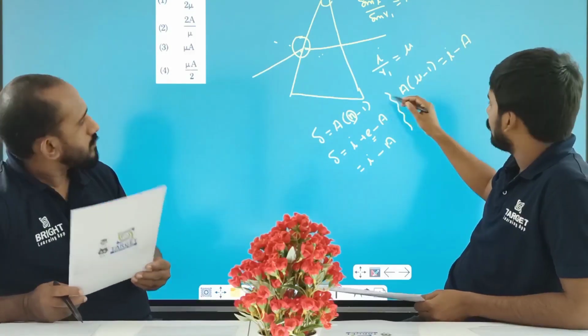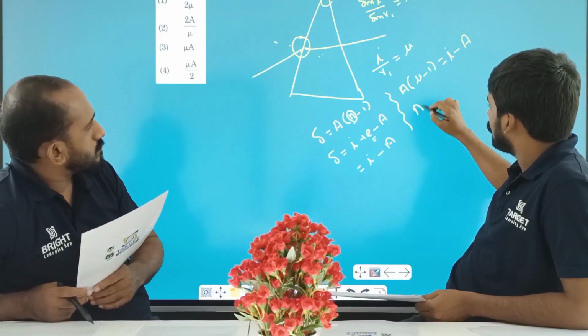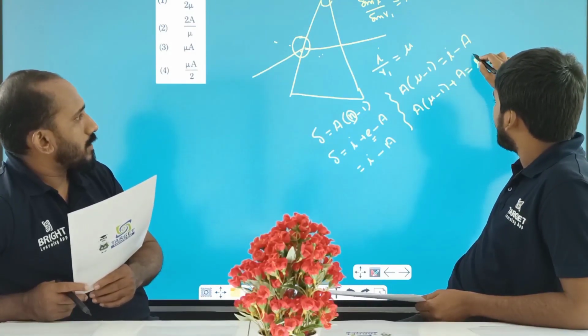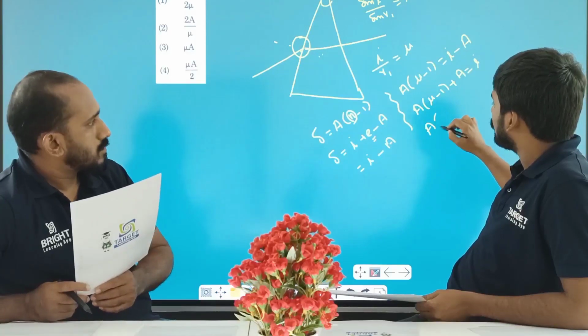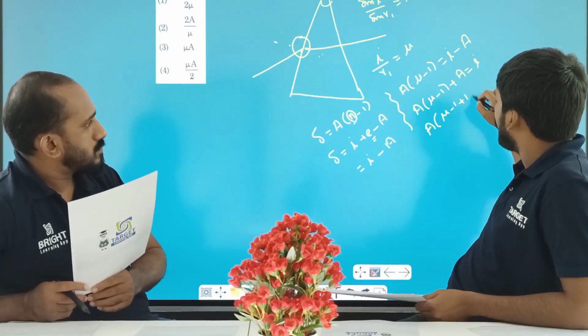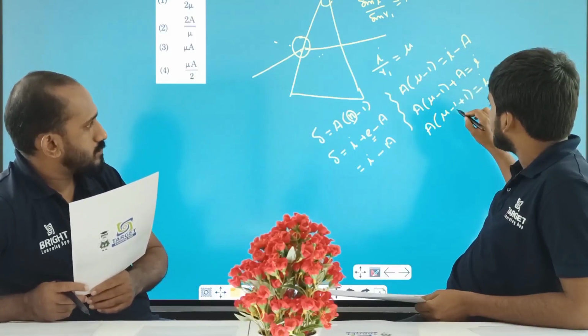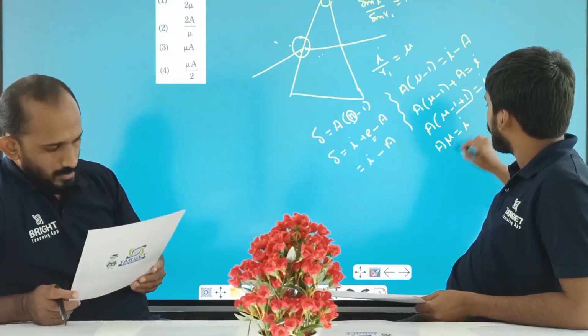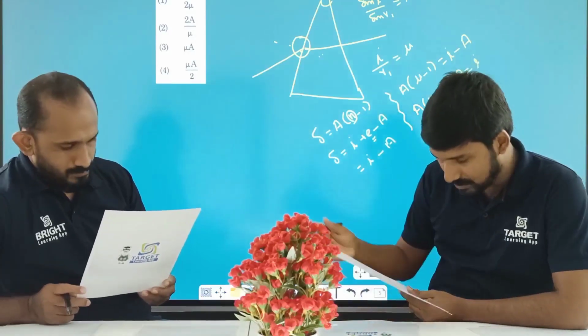Taking A to the LHS, A into mu minus 1 plus A is equal to I. A can be taken out, so mu minus 1 plus 1 is equal to I, where minus 1 plus 1 is 0. So A mu is equal to I. The angle of incidence is A mu. Very simple question.